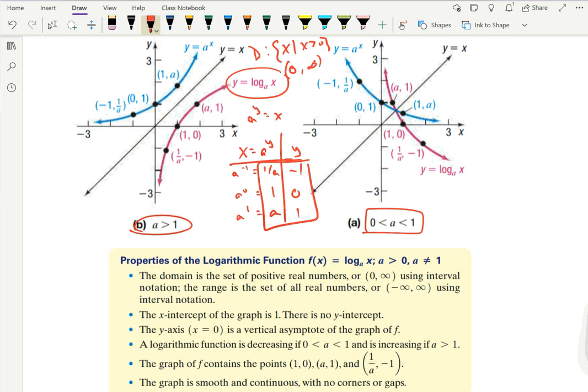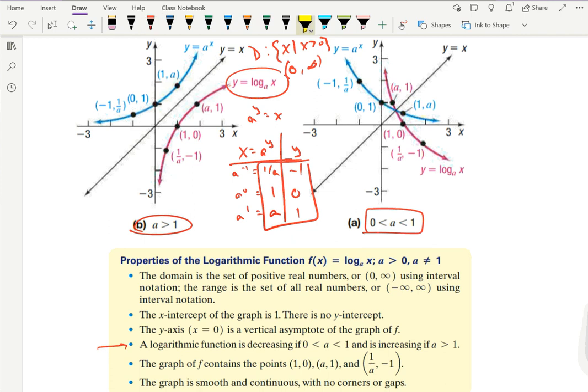Further, the graph of the logarithmic function is decreasing if a is between 0 and 1. Just like with an exponential function, if a is between 0 and 1, we have decay, our logarithmic function will also be decreasing. If in an exponential a is bigger than 1, we had growth, then in a logarithmic function we will also be increasing. So the logarithmic and exponential functions take on a lot of the same characteristics.